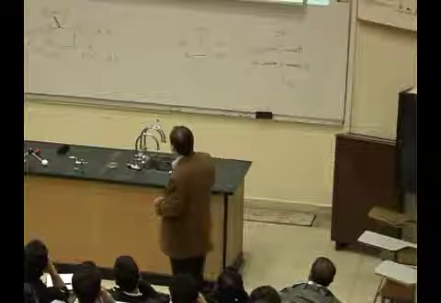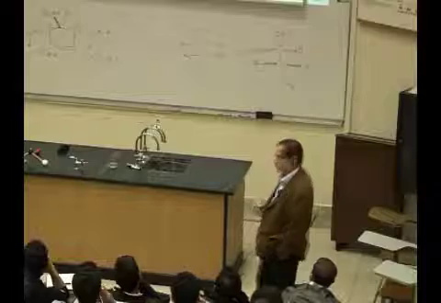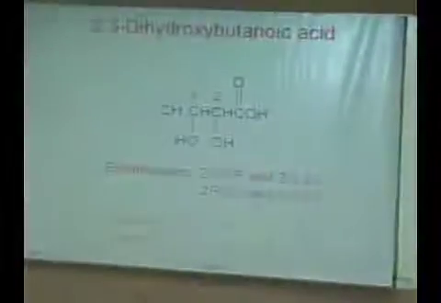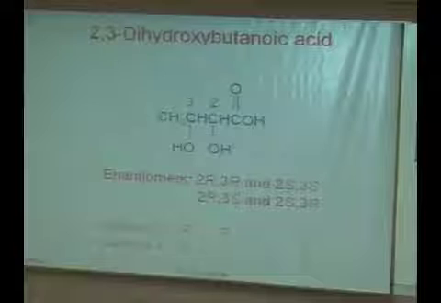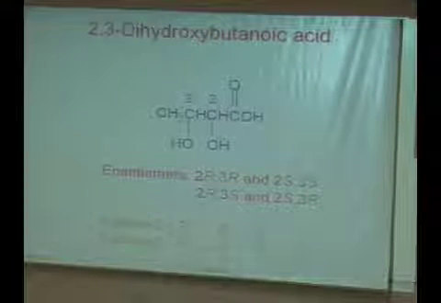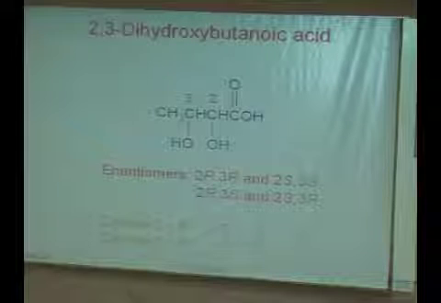What is the relationship between these stereoisomers? Let's go here first. 2R, 3R, and 2S, 3S are enantiomers. 2R, 3S, and 2S, 3R are enantiomers. Enantiomers, you will have the mirror image of every chiral center.